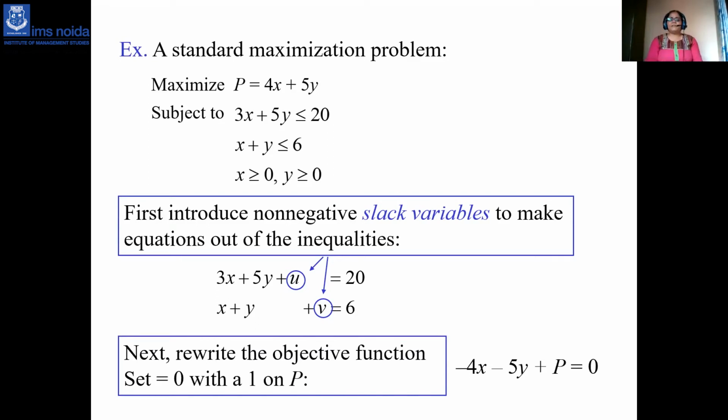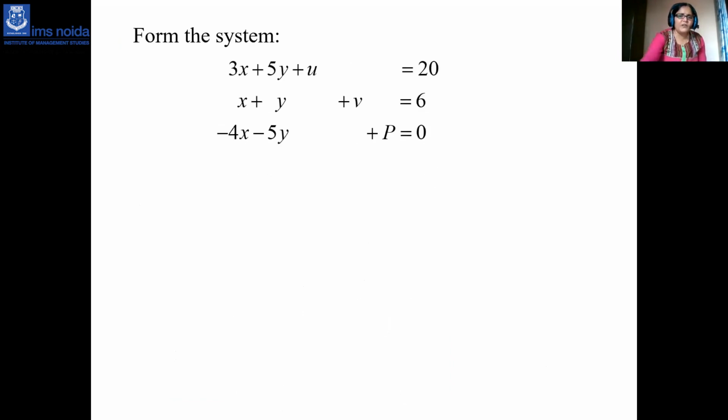And where the less than or equal to symbol is there, you can mention slack variables are added. The variables which are added on the left hand side of the inequation are known as slack variables. Now you can rewrite the objective function as P equals 4x plus 5y plus 0u plus 0v. You can introduce u and v in the objective function also. Now you have to write like this.